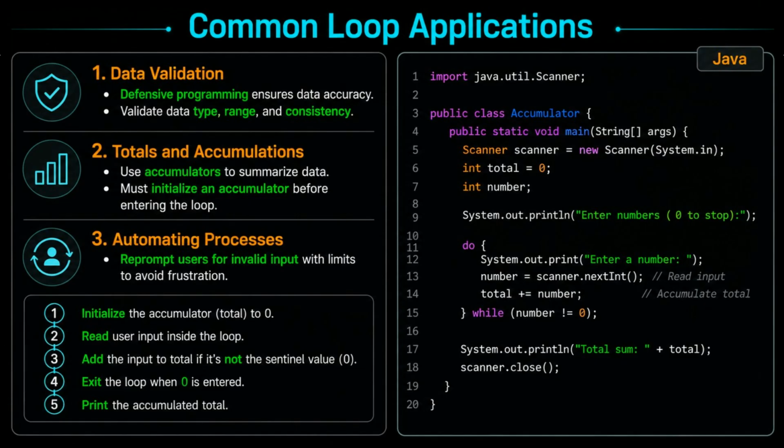Loops power three common tasks. Data validation uses defensive programming to validate a value's type, range, and consistency before trusting it. Totals and accumulations use an accumulator variable, always initialized before the loop begins, to sum up values as the loop runs. And automating processes often means reprompting a user for invalid input, with sensible limits, so they don't get stuck repeating forever. Here in Java, a do-while loop accumulates entered numbers into a running total until the user enters 0.